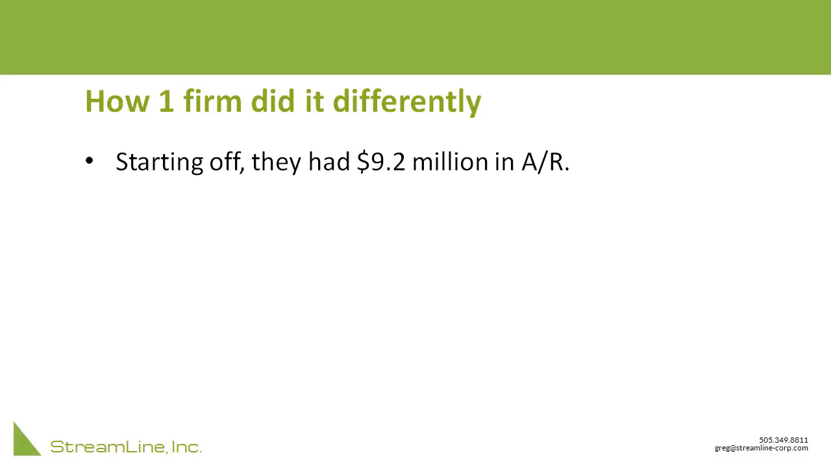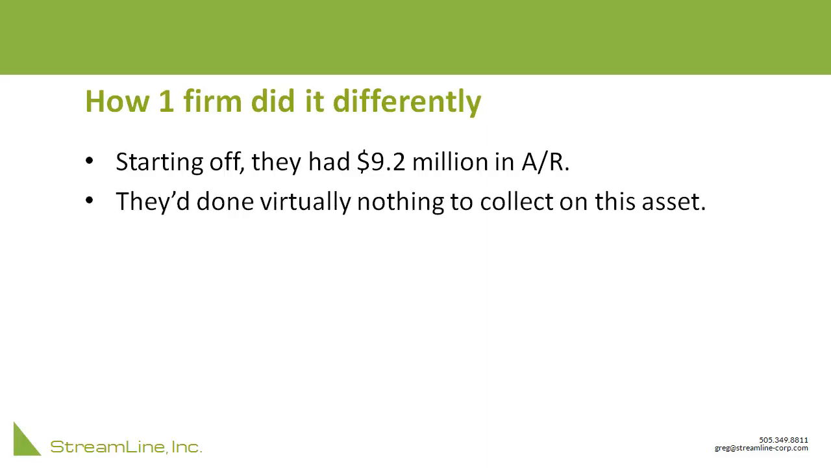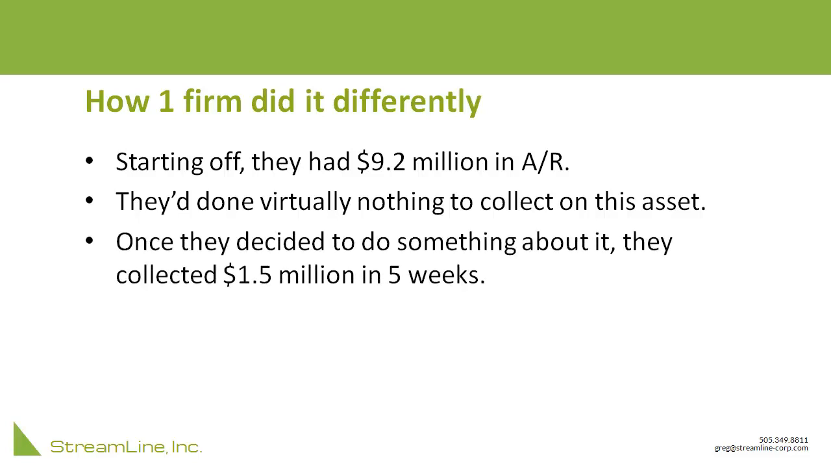Before they started doing it differently, they were doing it the old way, like 99% of firms do. They had about $9.2 million in AR from hundreds and hundreds of clients, and because of that, they had done virtually nothing to collect on these assets. Once the firm decided to do something about it, though, they collected about $1.5 million in 4 to 5 weeks or so.